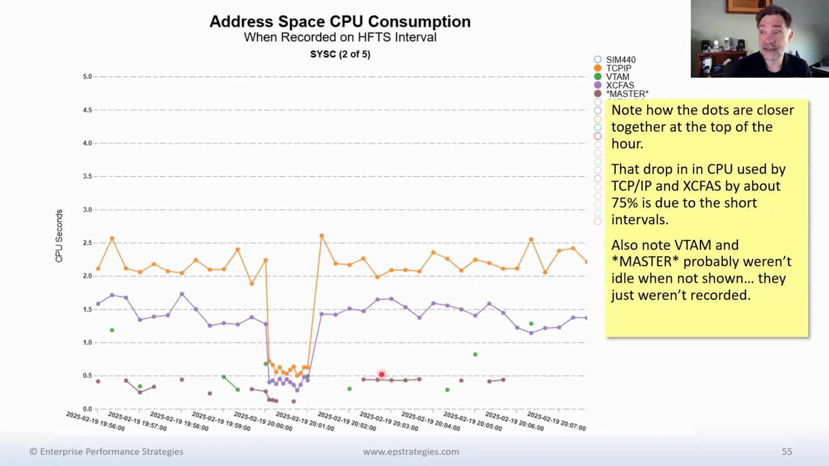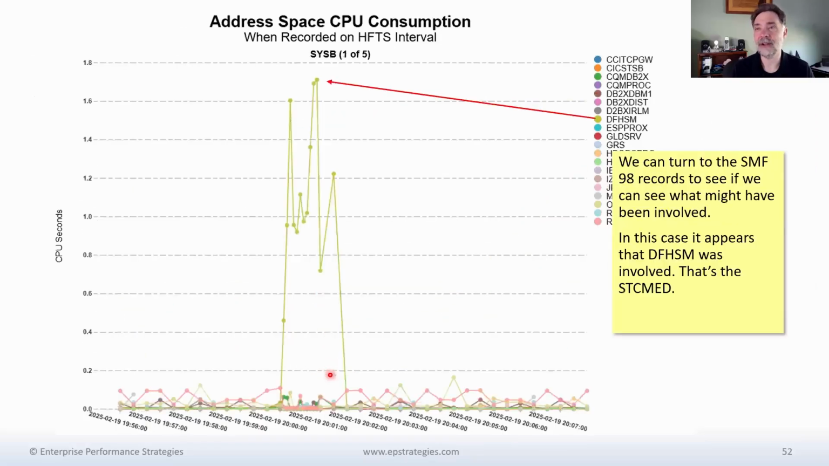Also notice this brown is master here and the green is VTM. And it seems like they're discontinuous and they come and go. They're probably really not idle and not consuming CPU here. It's probably just that something else was busier in their sub bucket during those intervals. So again, this data is a little bit chaotic, but it can be useful because you can find things like, oh look, here's HSM that was busy during that particular time frame where we had that spike, right?